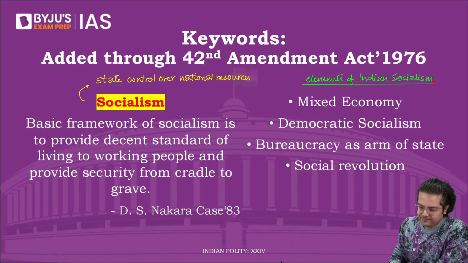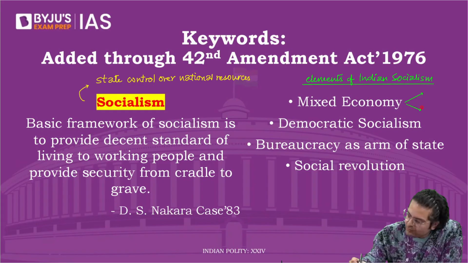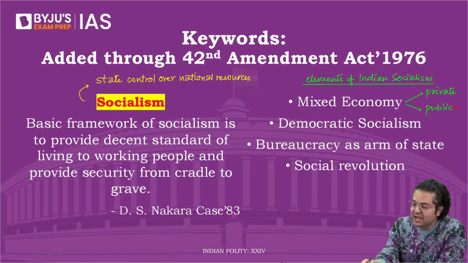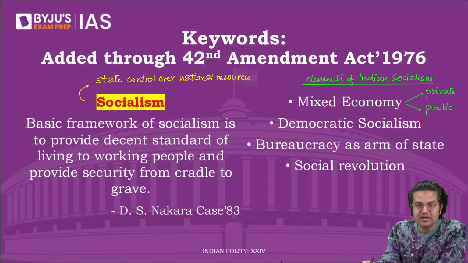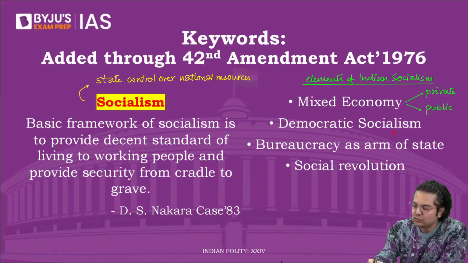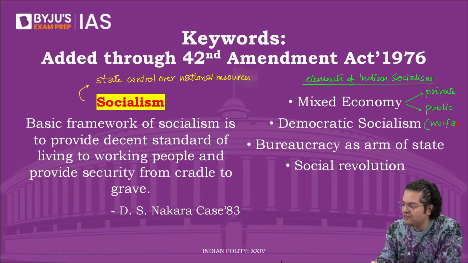Mixed economy. So in our country, we believe that yes, government should control, but not everything. So we are open to private entities also. But yes, the important things are controlled by the government. Then our socialism is democratic in nature. Why? Government controls important things. Who controls the government? The people in a democracy. So democratic socialism. This is the idea of welfare. What is welfare?